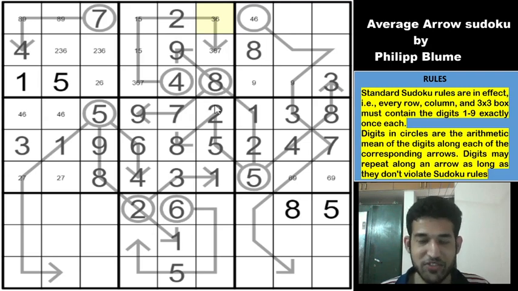A really good practice Sudoku, guys. I would have really accepted it even if this were a contest Sudoku. It has everything in it to be a contest Sudoku, a high pointer contest Sudoku.